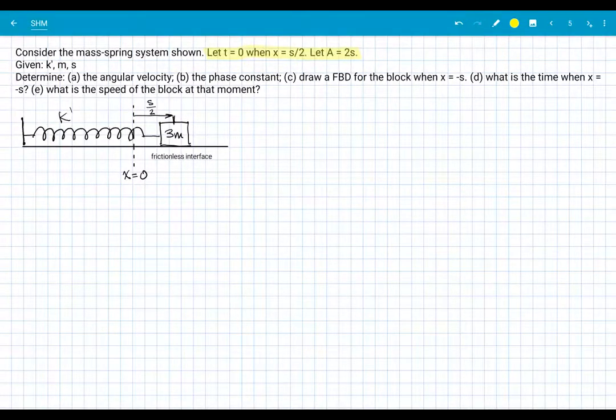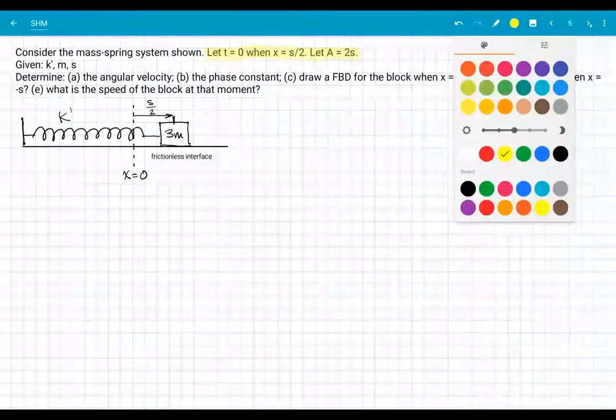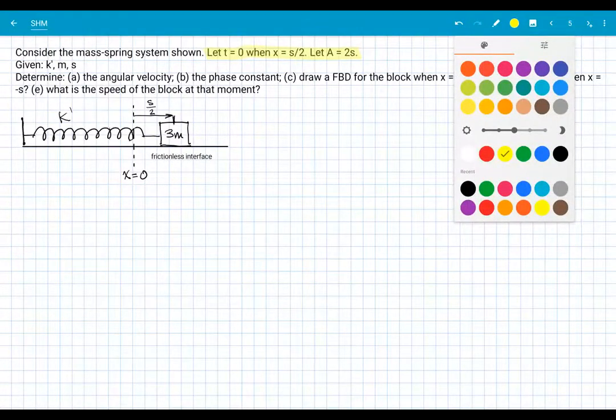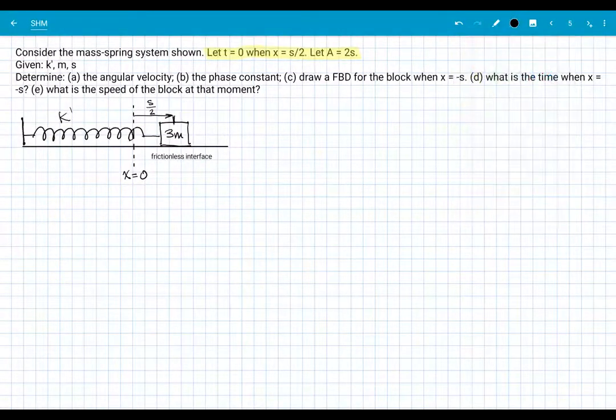Okay. So we have a really good idea of what this thing's doing. Obviously, it's oscillating with an amplitude 2s, and we know when the clock started. We're given k prime, m, and s, and we're asked to determine a whole bunch of stuff here, actually. But we'll start out by just looking at the angular velocity. So we're asked to find the angular velocity.